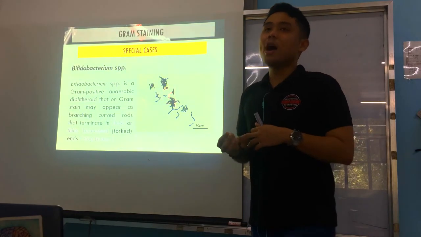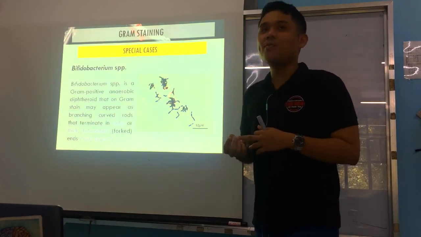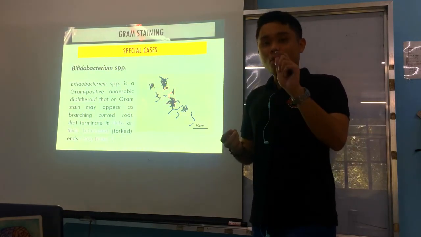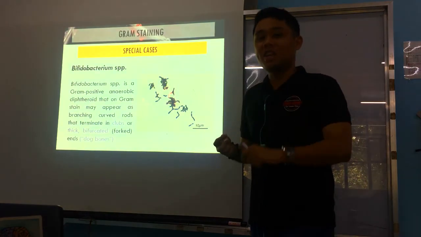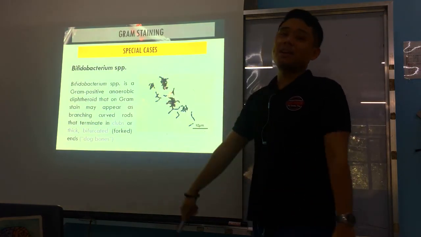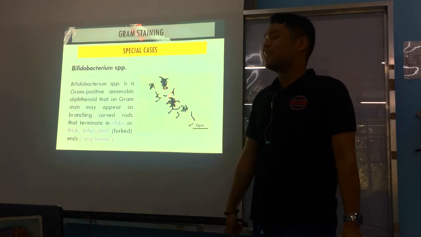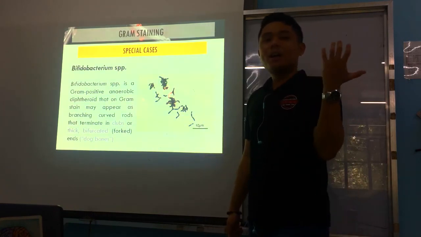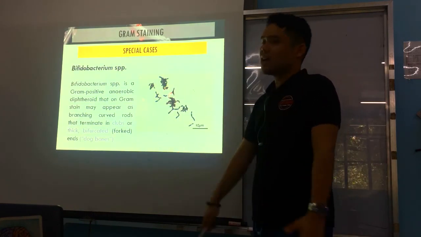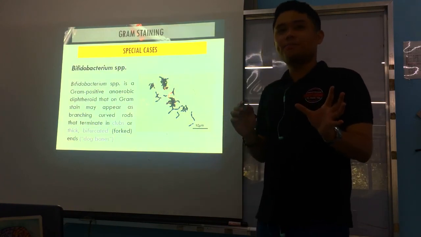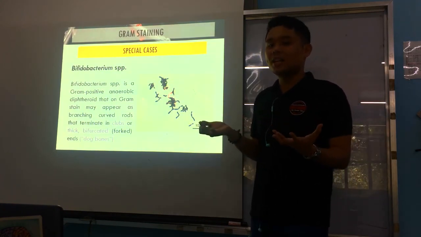Alright. Next, you have Paracoccus yei. You have gram stain appearance O-shaped or donut-shaped appearance. And last, Bifidobacterium, thick bifurcated ends, which resemble dog bones. Ayan. Okay. Alright. So that's it for gram staining. Again, additional lang ni siya.